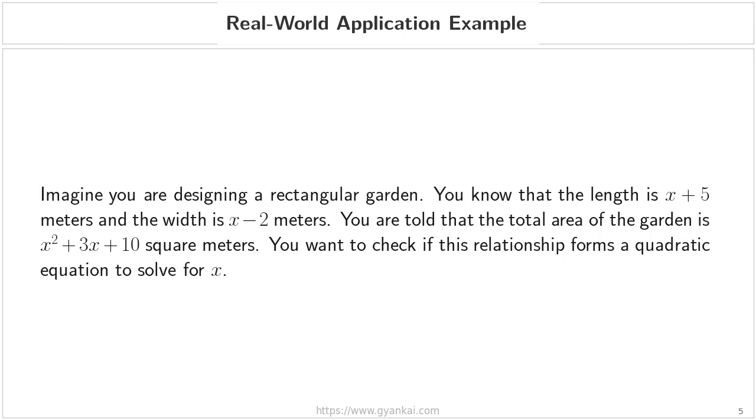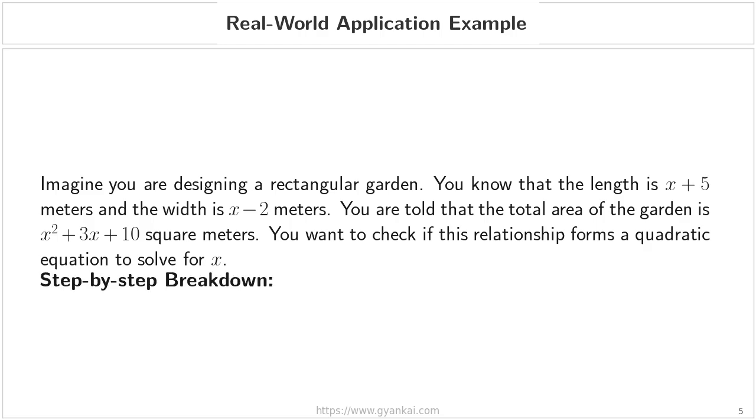Real-world application example. Imagine you are working on a landscaping project, designing a rectangular garden. You have determined that the length of this garden is x plus 5 meters, and the width is x minus 2 meters. You are also given a specific target. The total area of the garden must be x squared plus 3x plus 10 square meters. Your task here is to verify whether the relationship between these dimensions actually forms a quadratic equation that we can use to solve for x.